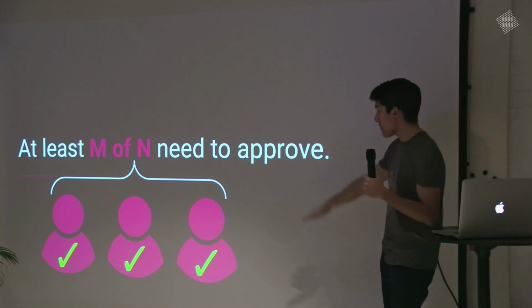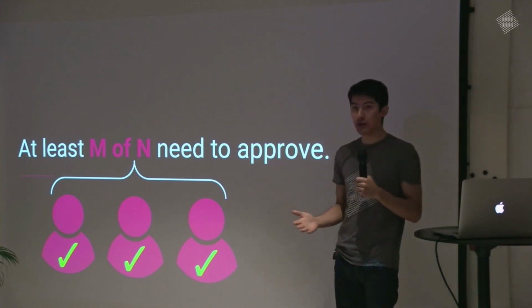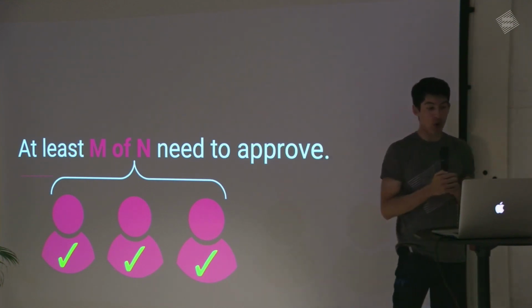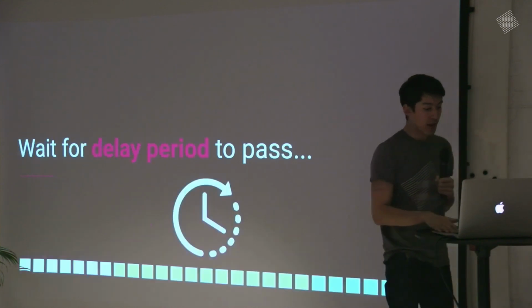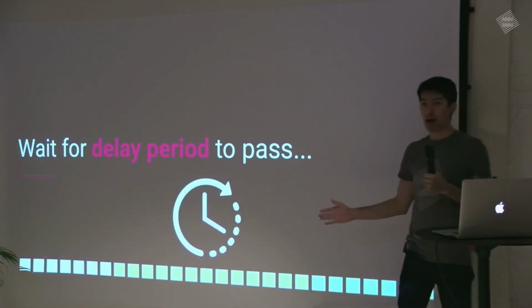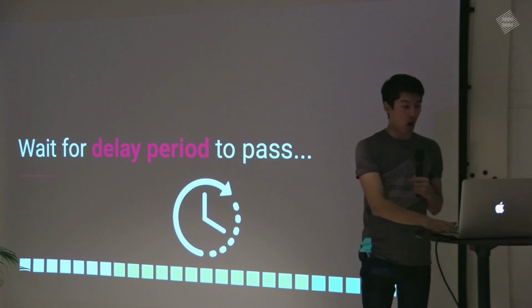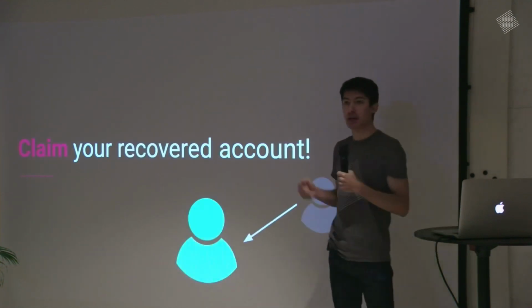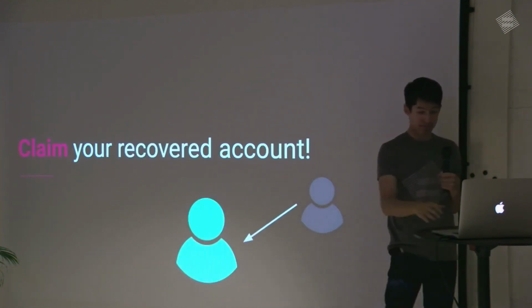Okay? At least M of N need to approve, so this is what you configured, this is what you've basically required to access your account. And then you need to wait for the delay period to pass, of course, right? And if all of this happens, you just claim your recovered account. It's that easy.